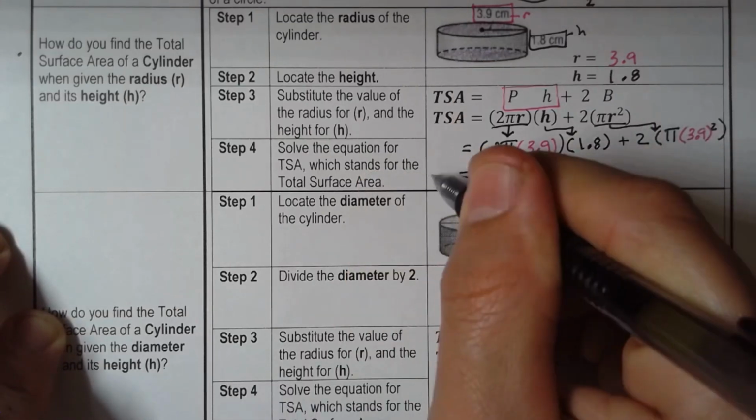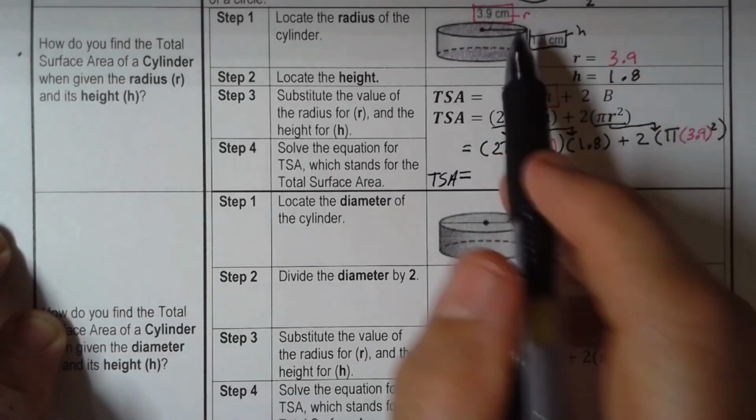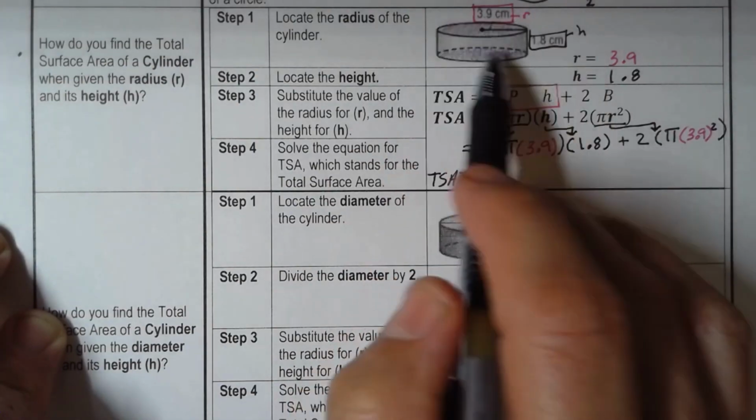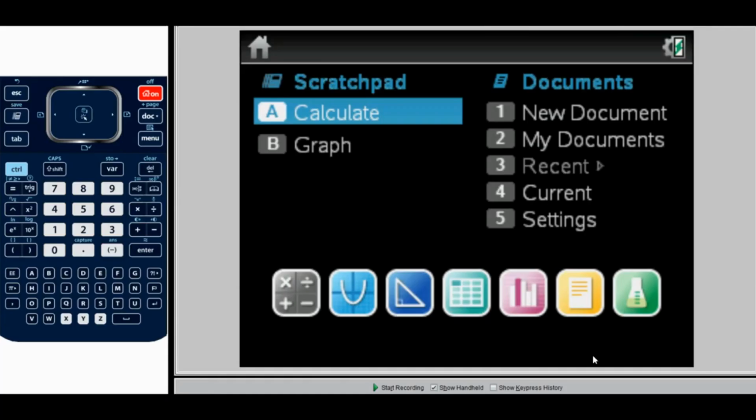Now if we do that, we will have our TSA, or what we call our total surface area. In other words, we'll know how much surface area is for the total item. In other words, the top, the bottom, and the label, all of it. So let's go ahead and put that in our calculator and see what we come up with.